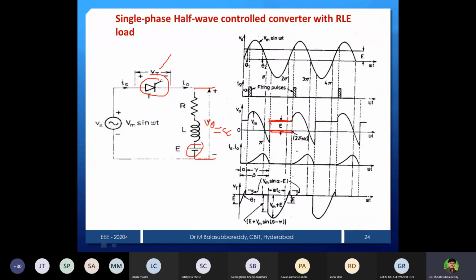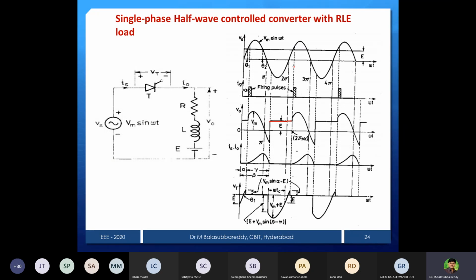But now in the case of the RLE load, what do I have to put? Whatever battery voltage is there, up to that. And in the next negative half cycle, the thyristor will be open, so it will be represented the same as the battery voltage. How long? Until the next thyristor fires. When will the next thyristor fire? Again in the next positive half cycle.